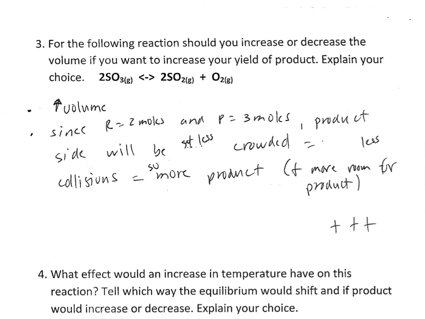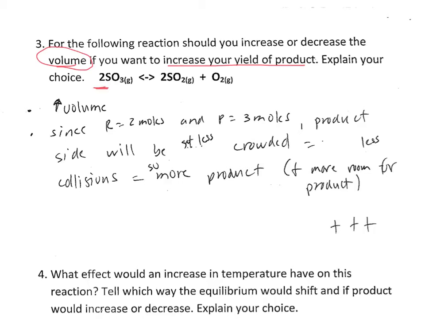Number 3, volume and pressure get a little tricky to think about, but it says for the following reaction, should you increase or decrease the volume if you want to increase your yield of product? So I want to increase the product and I have to change volume. So what I need to look at and see is which side is more crowded. If neither side is more crowded, then changing volume or changing pressure won't matter.